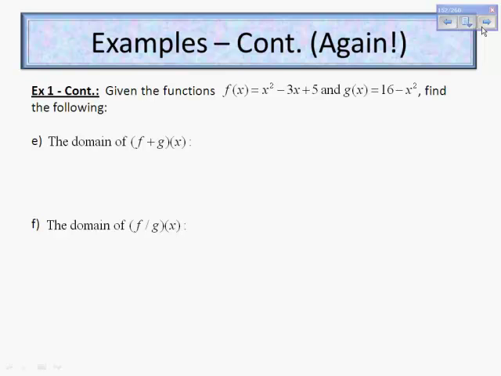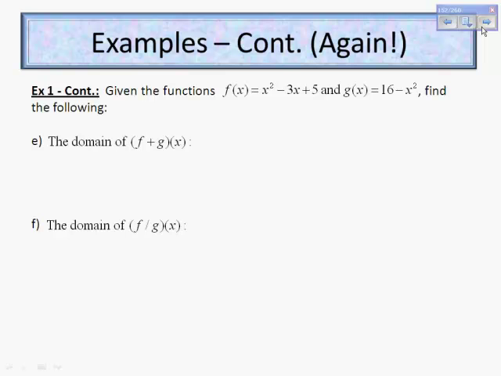So let's look at something that we've done before, and we'll look at a couple of different things. It says given the functions, same two functions, x squared minus 3x plus 5, and then 16 minus x squared. It asks me to find the following. It asks me to find the domain of f plus g evaluated at x, and then it asks me to find the domain of f divided by g evaluated at x.